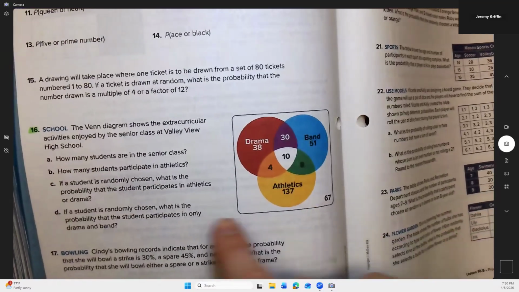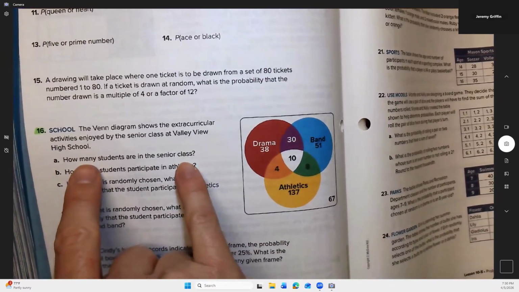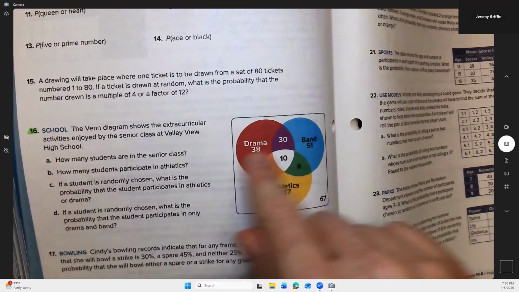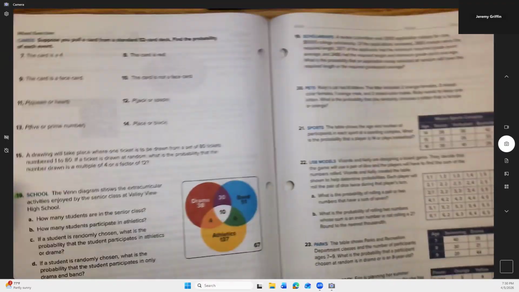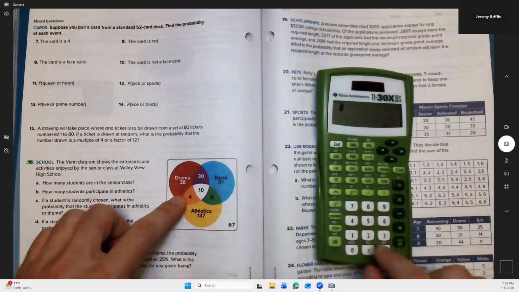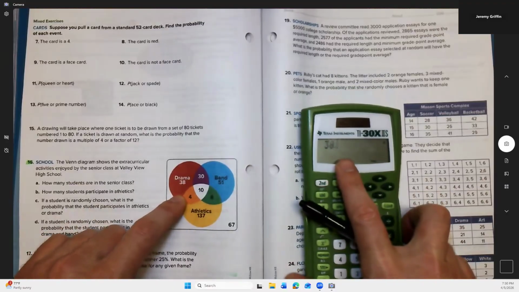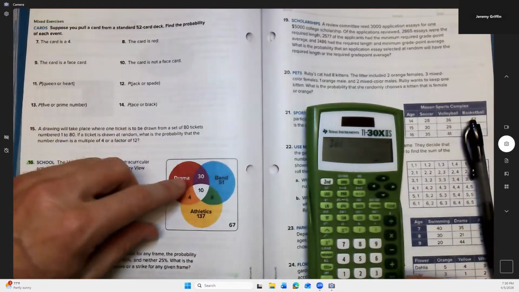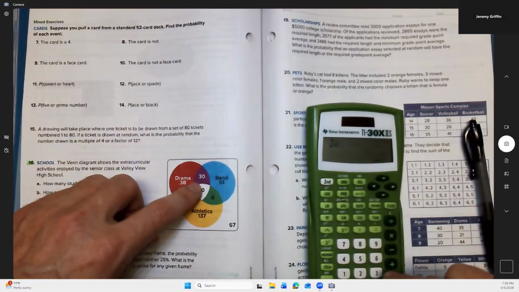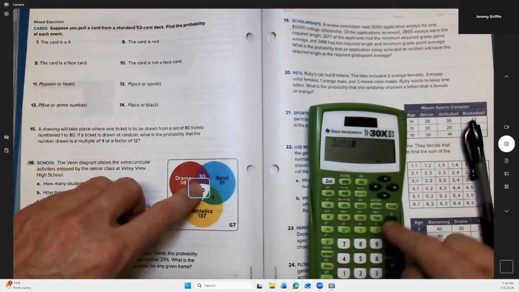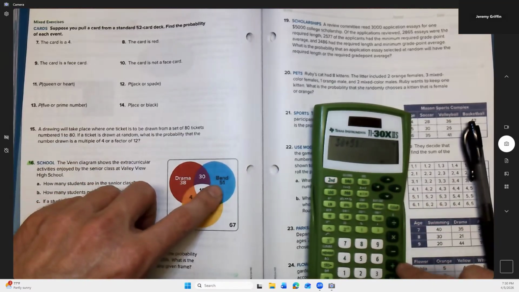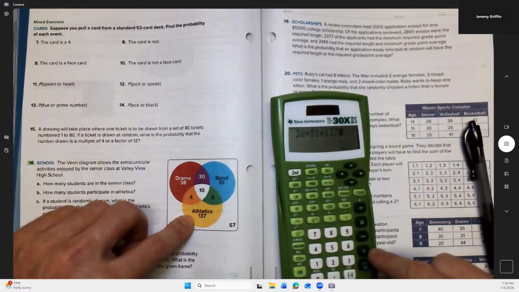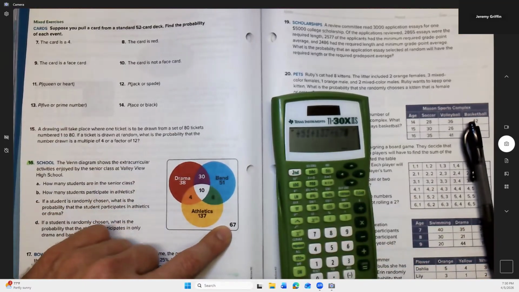Right? So let's go down to question A. How many students are in the senior class? I think we can very simply add up all the numbers. Right? So let's go to it. I've got 38 drama students who are only in drama. Now there's some drama students who, of course, are also in these other activities too. So let's go at these. So we got 51 strictly band students, plus 137 strictly athletic students, plus 67 not in any group at all, right?